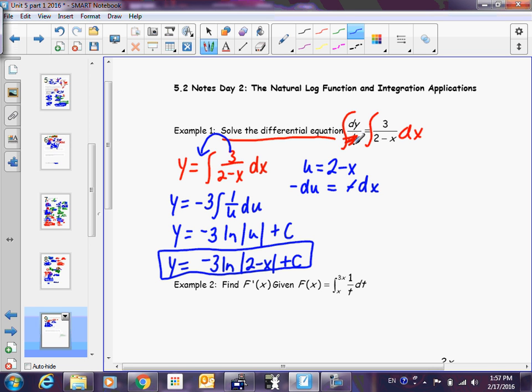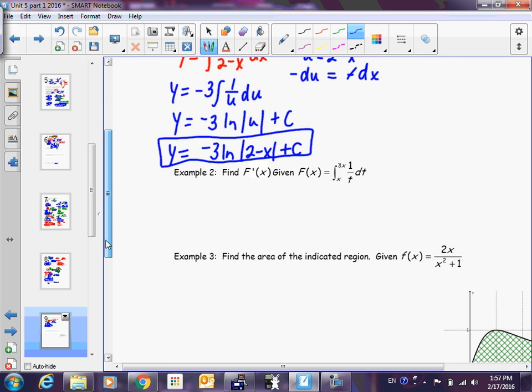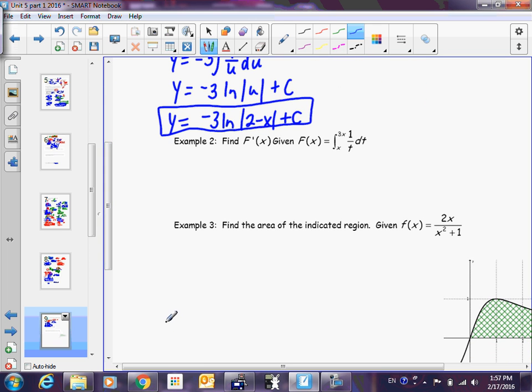Sometimes on these differential equations, they give you something like x equals 1 when y equals 2, and then you have to go through and solve for c. That happens sometimes. It didn't happen on this, so we're going to move on. All right, example 2. Find capital F. When you see capital F, this could show up a lot more, but it really only shows up one time.